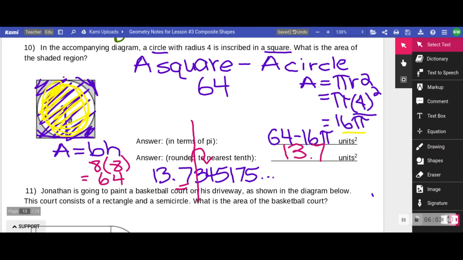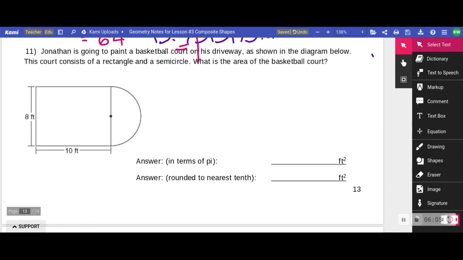All right, next one. Jonathan is going to paint a basketball court on his driveway as shown in the diagram below. The court consists of a rectangle and a semicircle. What's the area of the basketball court?